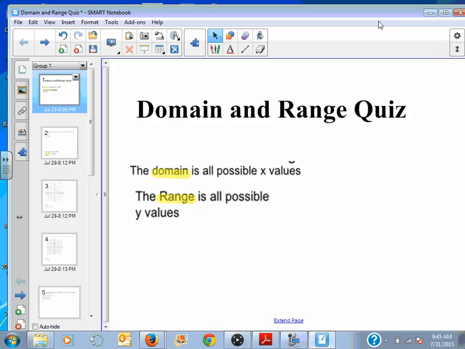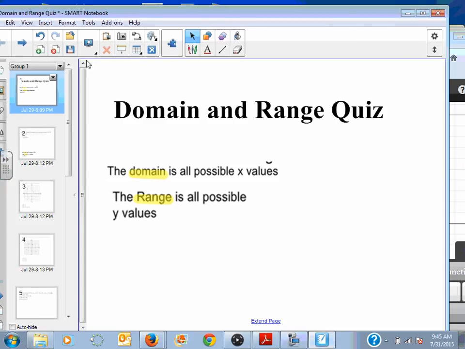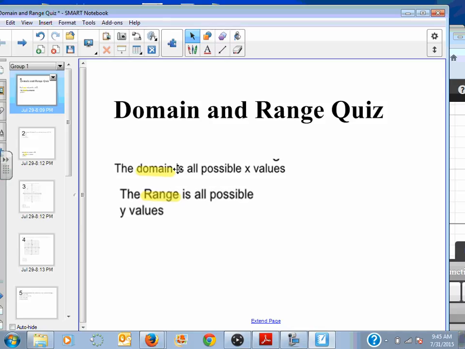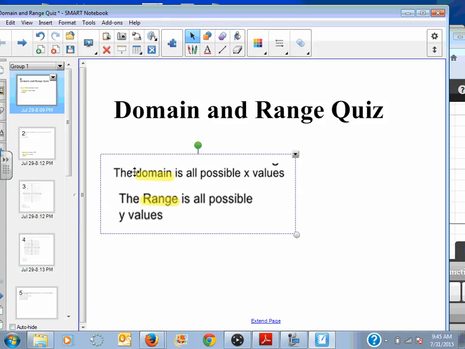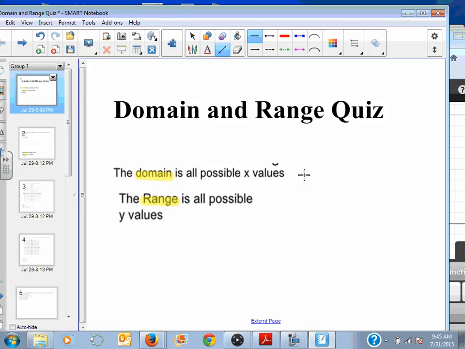Okay, let's take a look at the domain and range quiz. Before we get going with some of the questions, just a little bit of review. Remember domain. Domain is going to be all the possible x values, and keeping in mind too that that's everything side to side. So anything running horizontally, I guess you could say.